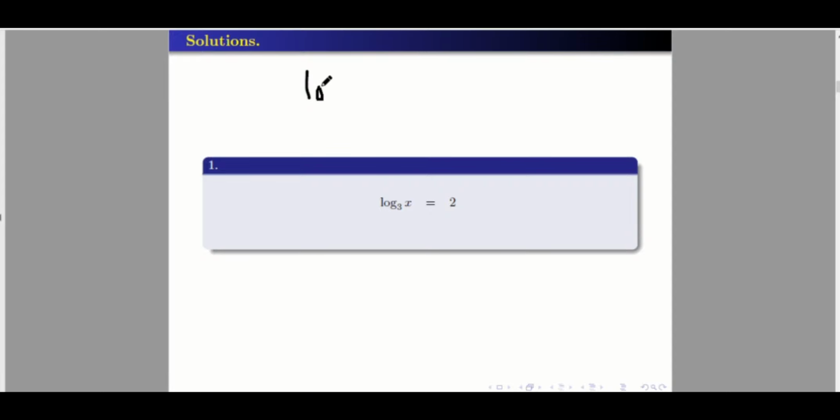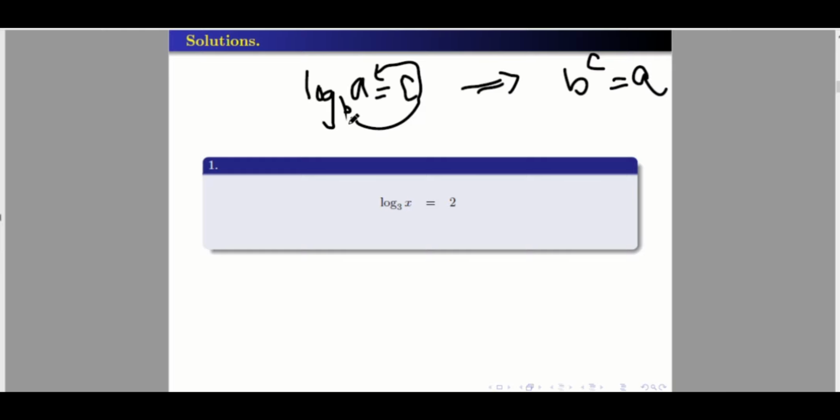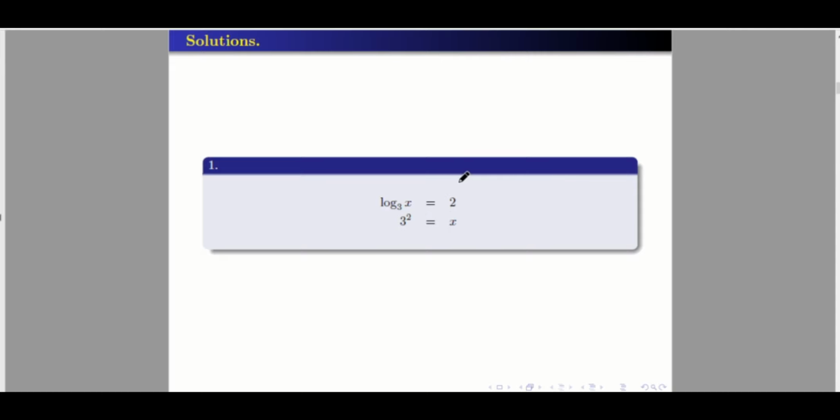Remember that if we have log of a base b equals c, this is equivalent in exponential form to b raised to c equals a. So that is the direction: b raised to c equals a. We start at the base, raise it to the c, and that equals a. In this case, it will be 3 raised to 2 equals x. And then 3 squared is 9. So therefore, x is equal to 9.